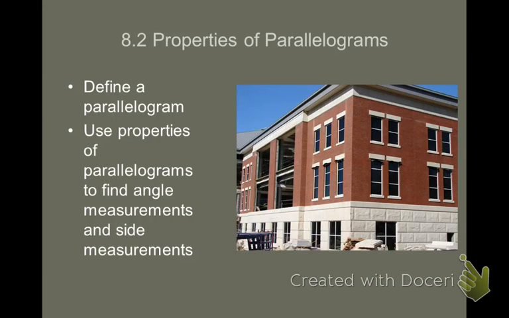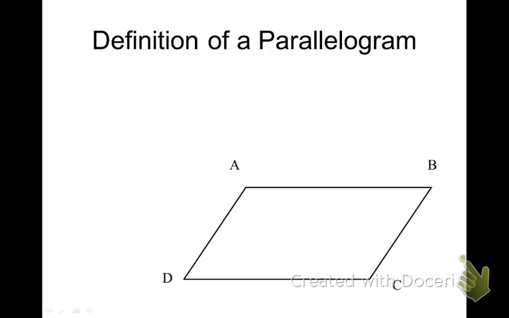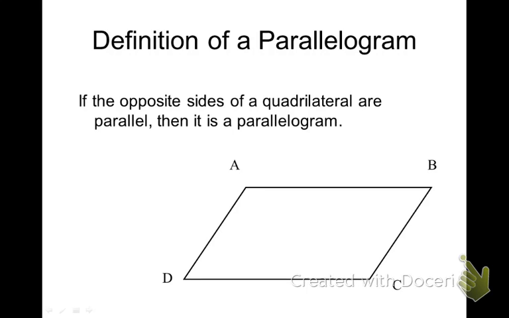So section 8.2 is on properties of parallelograms. We'll define what a parallelogram is, and then we're going to use the properties of parallelograms to find a lot of interior angle measurements. So a parallelogram is a quadrilateral that has opposite sides parallel.